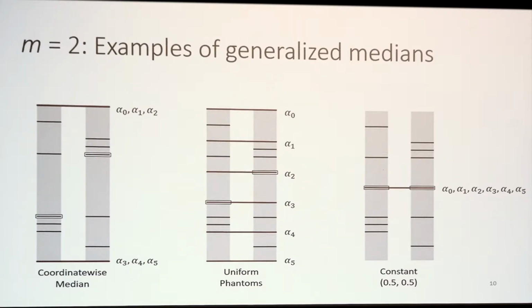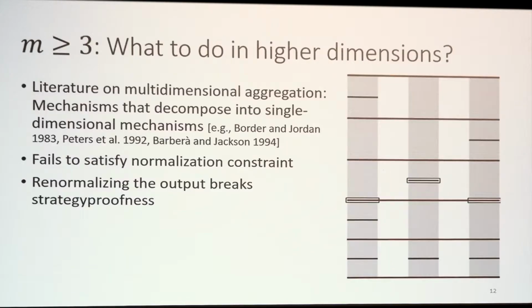It's nice, it's easier because it's essentially a one-dimensional problem, we're guaranteed normalization. We don't have to worry about that. The minute we go to 3 or more dimensions, we're not guaranteed normalization if we do the same thing. If we just place fixed phantoms and take medians on each coordinate, they're not necessarily going to normalize. There's quite a large literature on multi-dimensional aggregation, but generally they don't have this normalization constraint. So what you can do there is just decompose a multi-dimensional mechanism into single-dimensional mechanisms. This doesn't work for us.